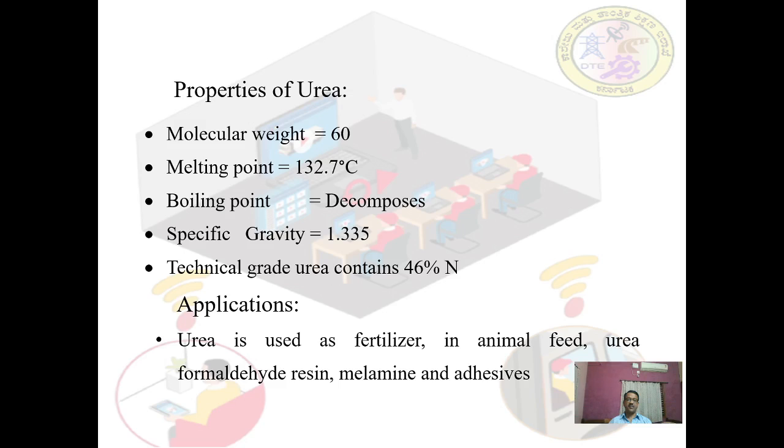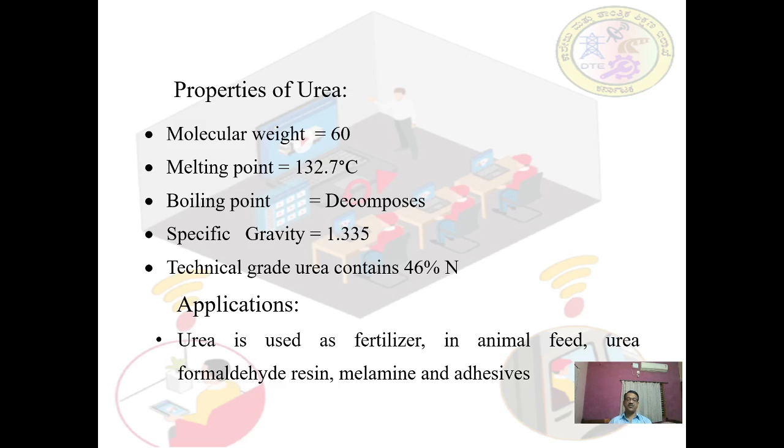Let us see the properties and applications. The molecular weight of urea is 60. The melting point of urea is 132.7 degrees Celsius. Boiling point: it decomposes above the melting point. The specific gravity is 1.335 gram per cc. The technical grade urea contains 46% nitrogen. These are the physical properties.